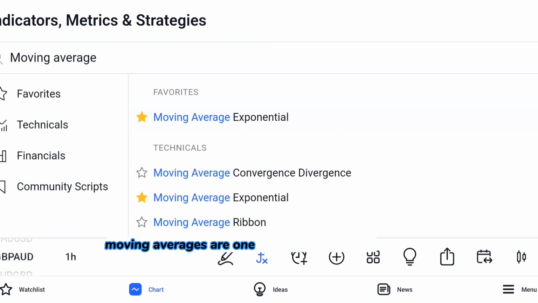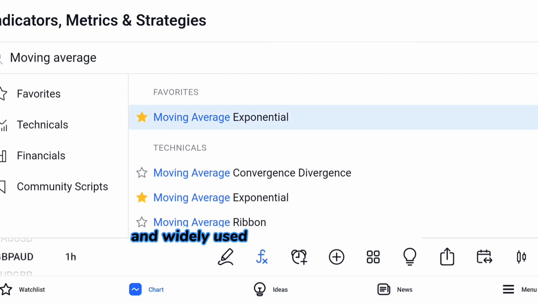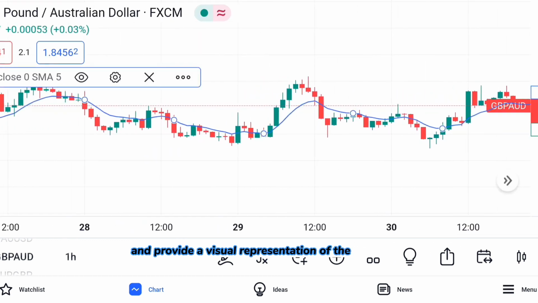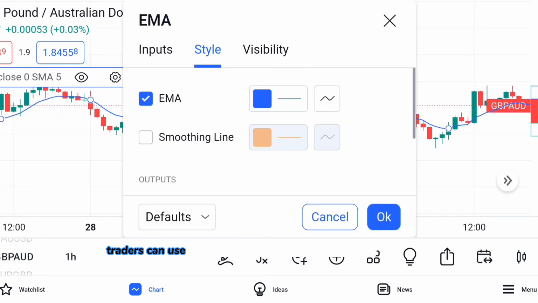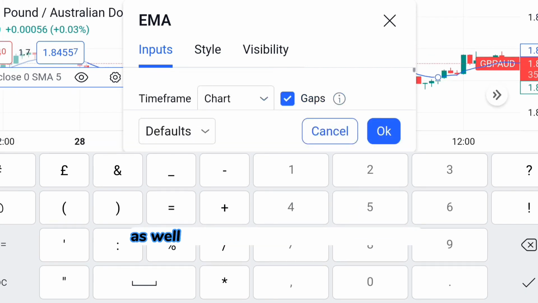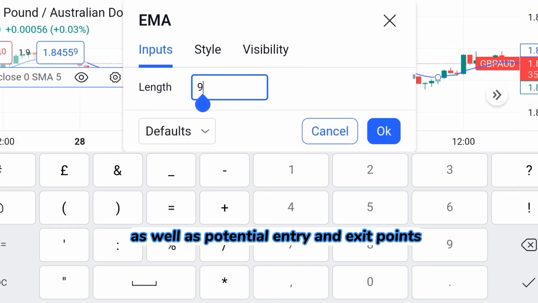Moving averages are one of the most popular and widely used Forex trading indicators. They help to smooth out price action and provide a visual representation of the trend. Traders can use moving averages to identify support and resistance levels, as well as potential entry and exit points.